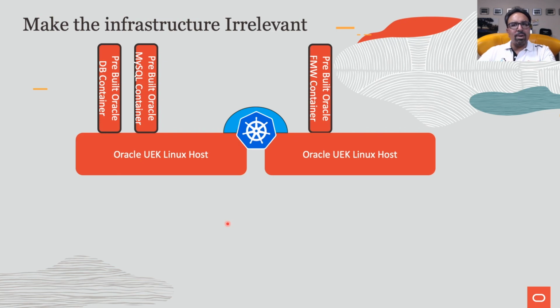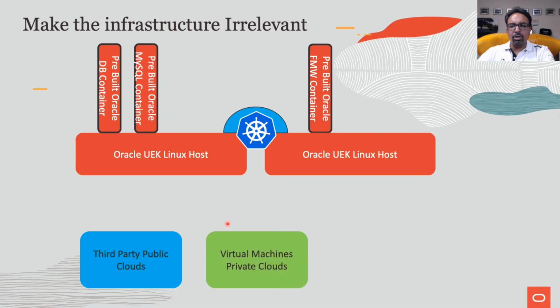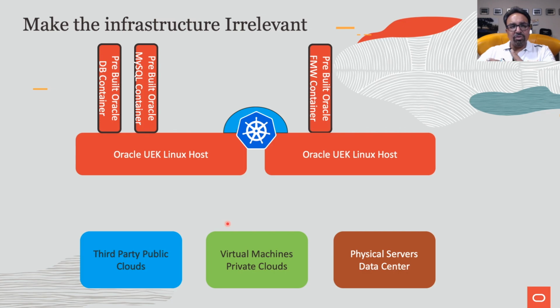I'll talk a little more about what it means once you move to container technology. It could be a monolithic application, it could be a microservices application, but once you're in a container architecture, all your applications sit above the operating system, and in this case, Oracle UEK is the host. It now doesn't matter whether your application runs in third-party public clouds, virtual machines, i.e. private clouds, or physical servers in a data center. Well, what do I mean? Because your application is abstracted above the infrastructure, you're no longer bound to the infrastructure.